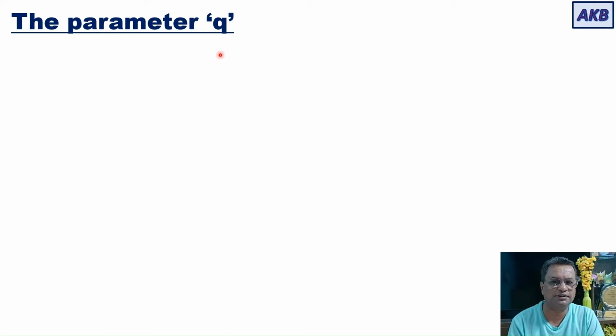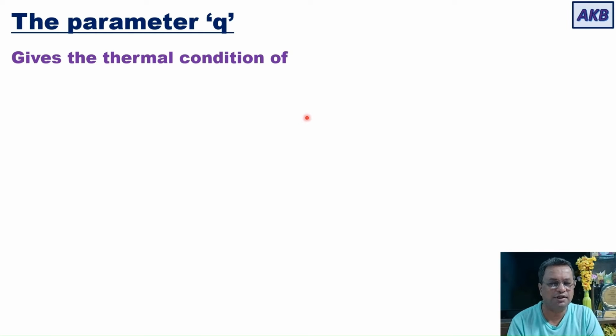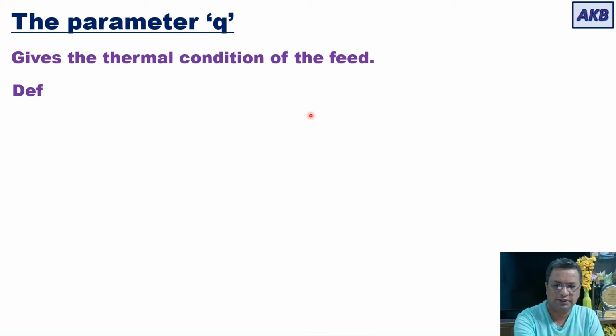I have already discussed this in my previous videos. Please go and watch those videos. But over here, let us briefly understand what this parameter q is. The first thing to know about parameter q is that it gives the thermal condition of the feed. The value of the parameter q will tell you about the thermal condition of the feed.